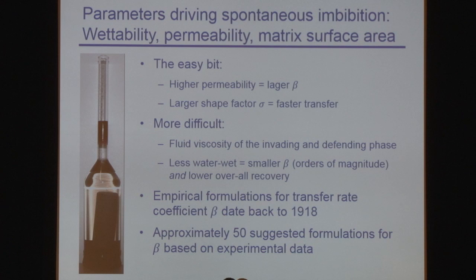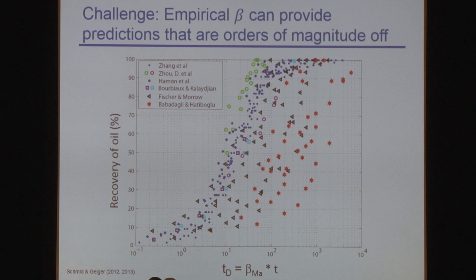The first experiments were done back in 1918. That was when the first transfer rate coefficients were developed. Since then, about 50 different transfer rate coefficients have been proposed using experimental data. The problem that we face now is, in some cases, these transfer rate coefficients work nicely. In other cases, they don't work.